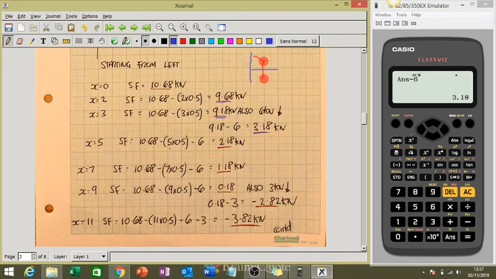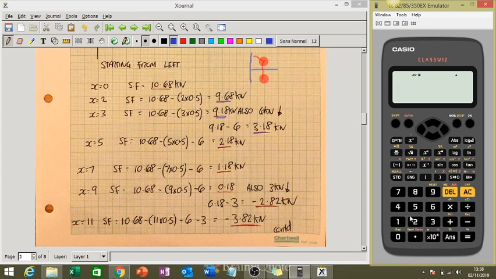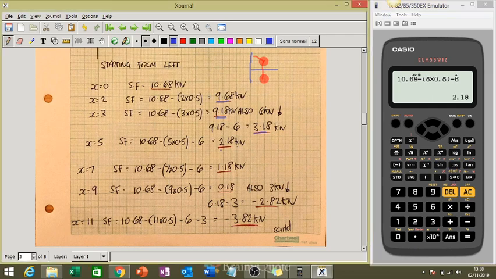That's my force coming up, 5 meters worth of my UDL and my 6 kilonewtons point load coming down. Don't forget I've taken the kilonewtons off, but I put it back on, so make sure you put it back on. So at that point I've got 10.68. Coming down, I've got 5 meters worth of my 0.5, and I've also got my point load coming down, so I'll take that away as well. That gives me a shear stress at that point of 2.18 kilonewtons.